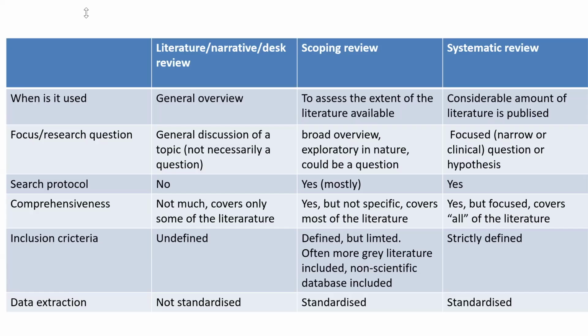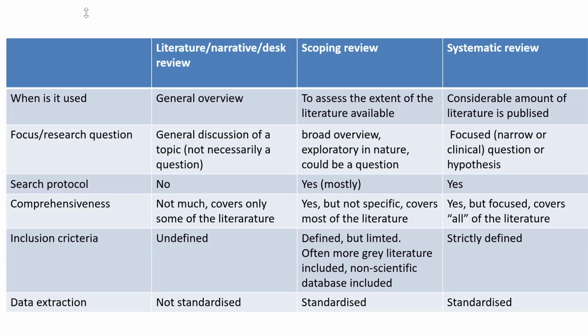I'll give an example later on. So scoping and systematic reviews usually have search protocols, and systematic reviews are a bit more tightened. The idea is to get the best quality literature and to prevent any sort of randomness or by-chance occurrences. So it has to be more specific.